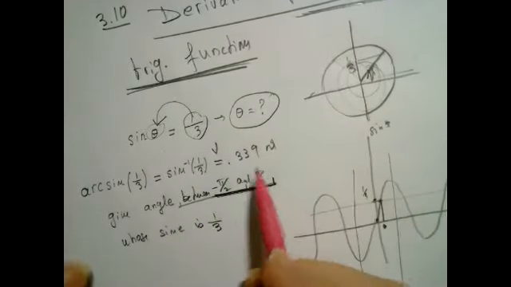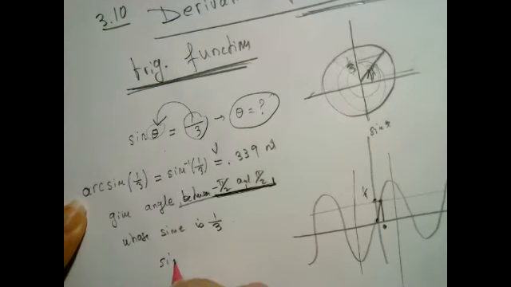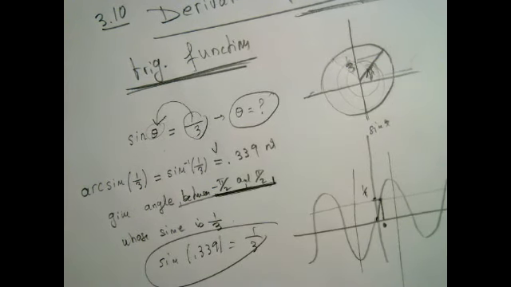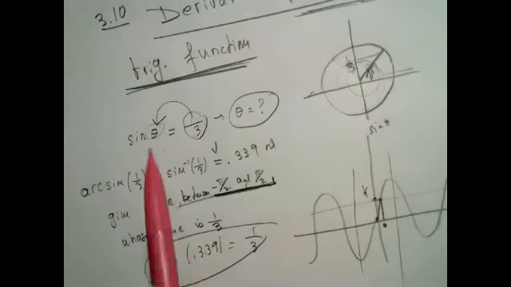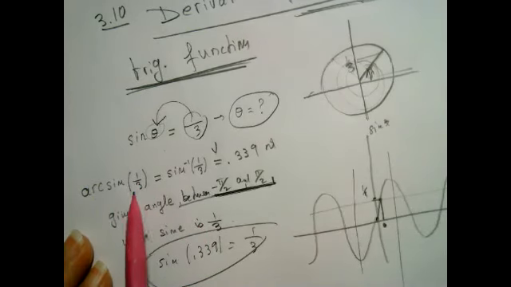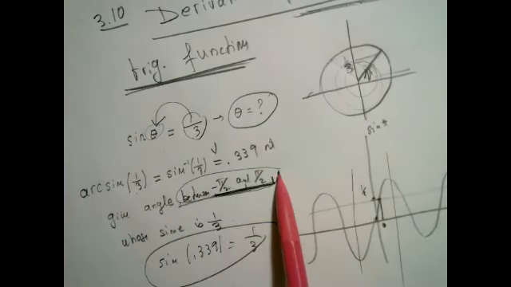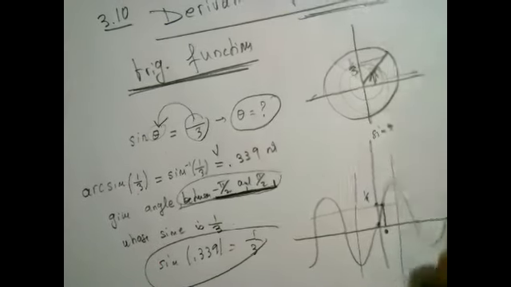So it means that the sine of 0.339 radian is equal to 1/3. Okay, so that's really what the arc sine is. The important part to think about is that it's the angle whose sine is 1/3. The other important part is that it's one of the angles. They don't give me all of them. Otherwise, this would not be a function.